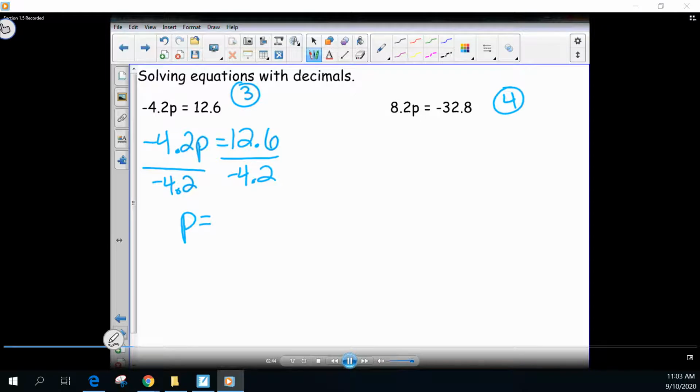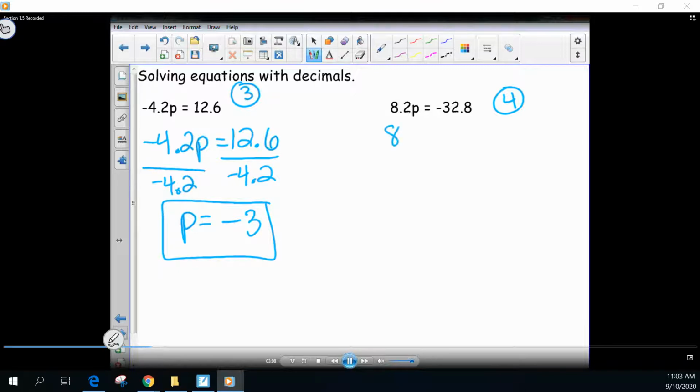And these are simple operations that you can use your calculator for. So I have 12.6 divided by negative 4.2, so my answer is going to be a negative. And then if I go through and divide that, I will get 3. So p equals negative 3. So number 4, same process.